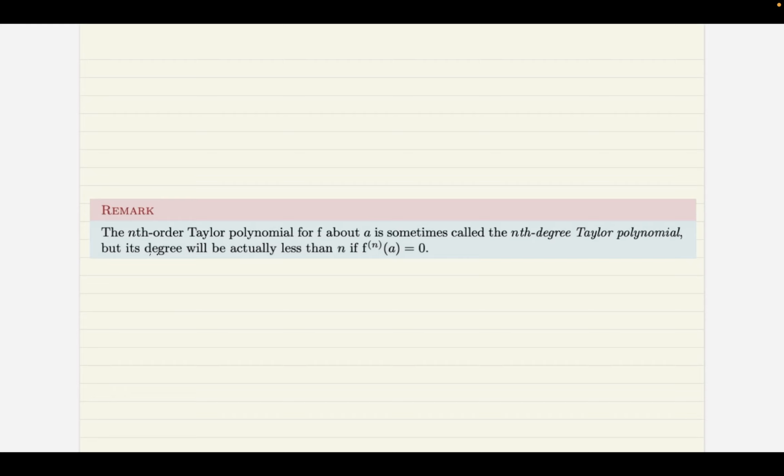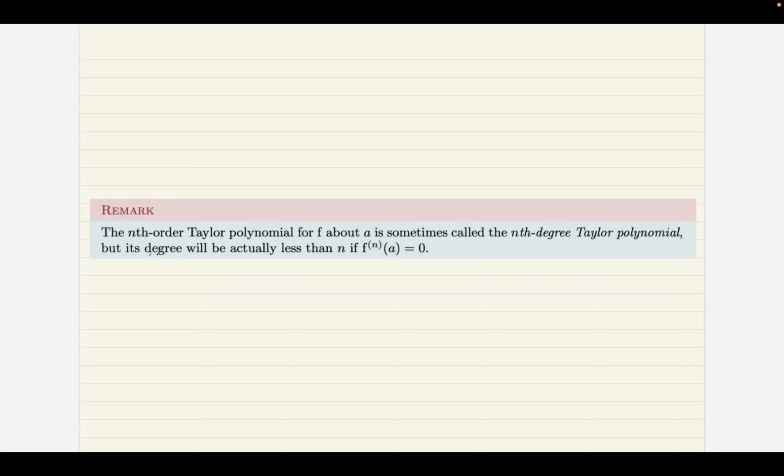Hello, let us start this lesson with this remark. The nth order Taylor polynomial for f about a is sometimes called the nth degree Taylor polynomial. But I want to draw your attention to this fact: its degree will actually be less than n if the nth order derivative at a turns out to be 0. This becomes more clear in the coming example. That's why I always prefer to talk about the nth order Taylor polynomial rather than the nth degree Taylor polynomial.